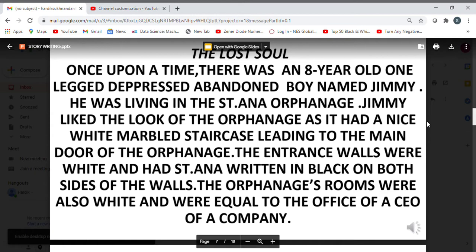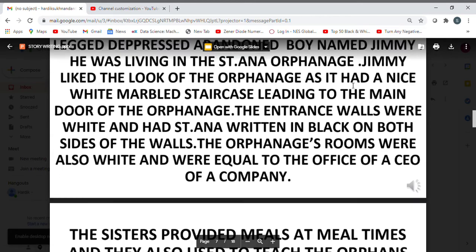Here I've given a description of how the orphanage looked and what the rooms inside looked like, the color, the size. So now you have a rough idea of how the orphanage looked, and also of what our character is like: handicapped, depressed, and abandoned. You could pick these themes for your characters, that they were abandoned, depressed, and handicapped. These are some rare themes that you can get for your character. If you use them, you can get better marks.